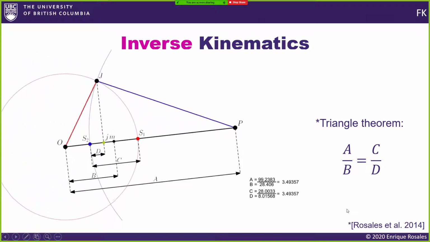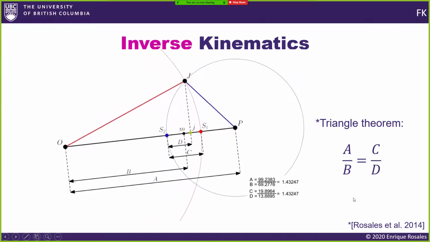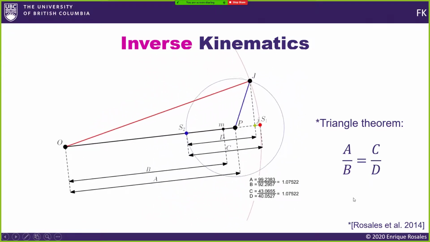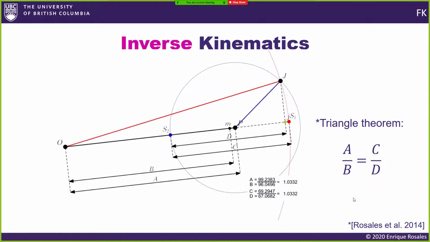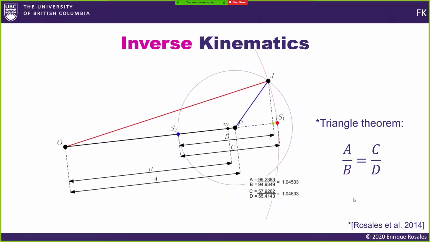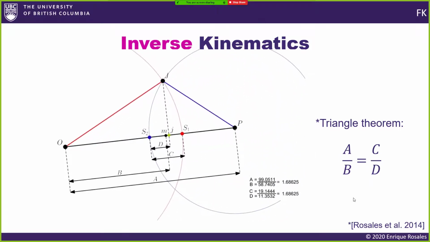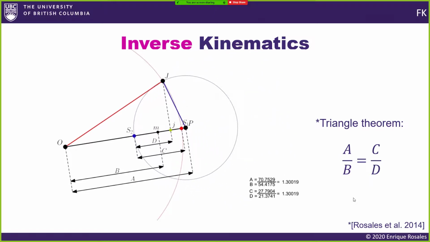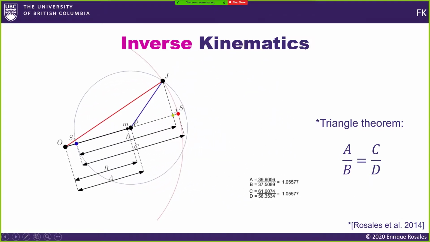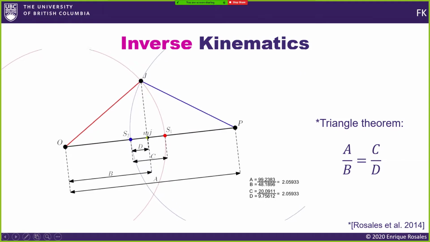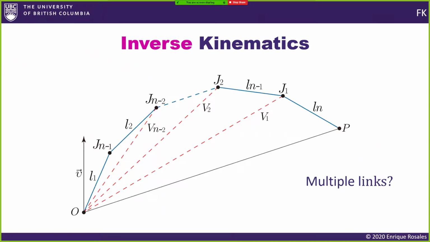But okay, so this is one way to compute it, right? Again, you can compute the intersection between these two circles with whatever other method you want, but this is probably the simplest. So now let's see what happens when instead of having only two links, right?